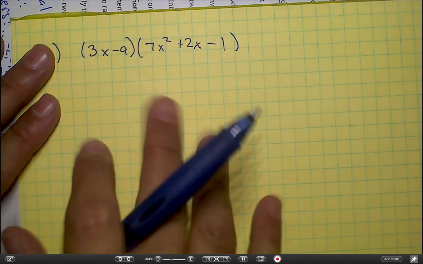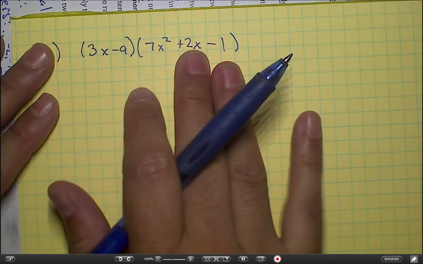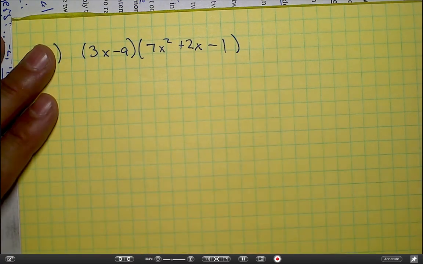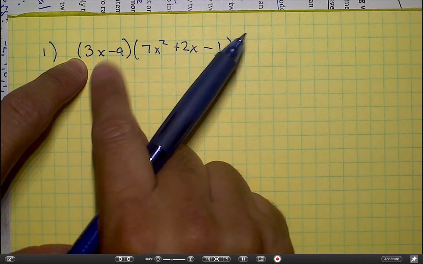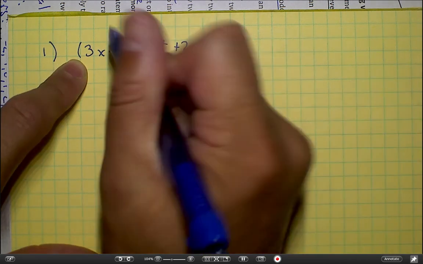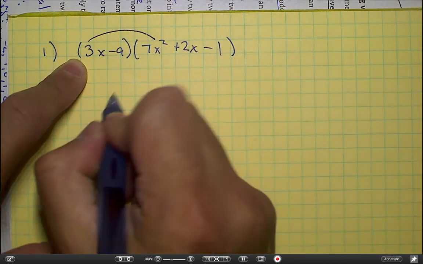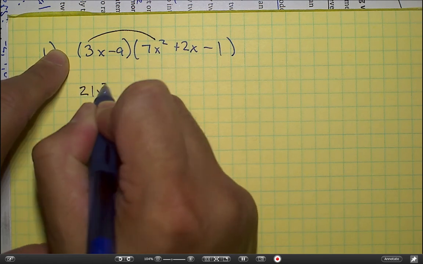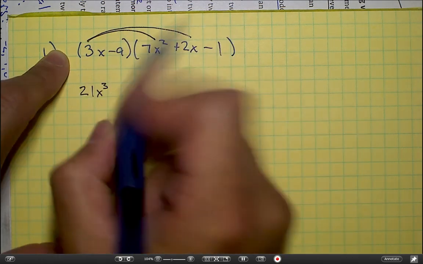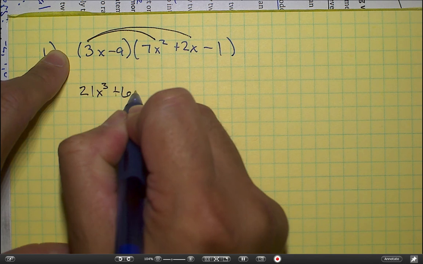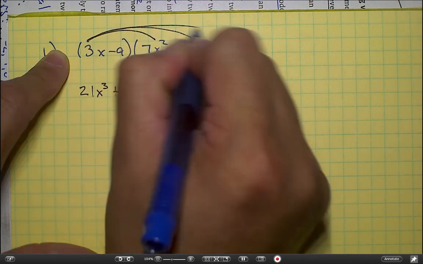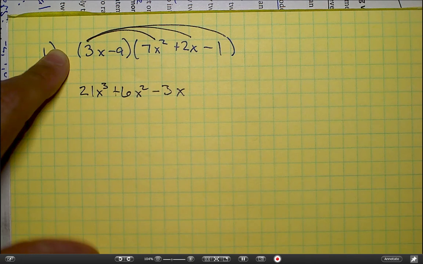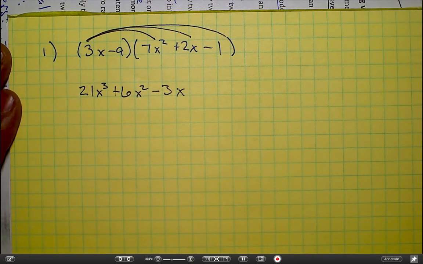I'm just going to show distribution. I'm not going to try and FOIL it because this is a 2 by 3. There's 2 terms here, 3 terms here. So I'm just going to do distribution. Start with your first one and multiply it to each one of those. That's going to give me 21x cubed plus 6x squared minus 3x. So there's my first term.